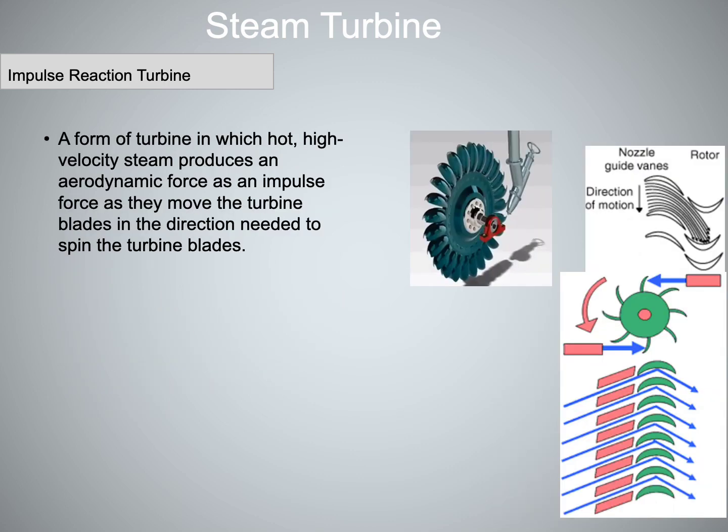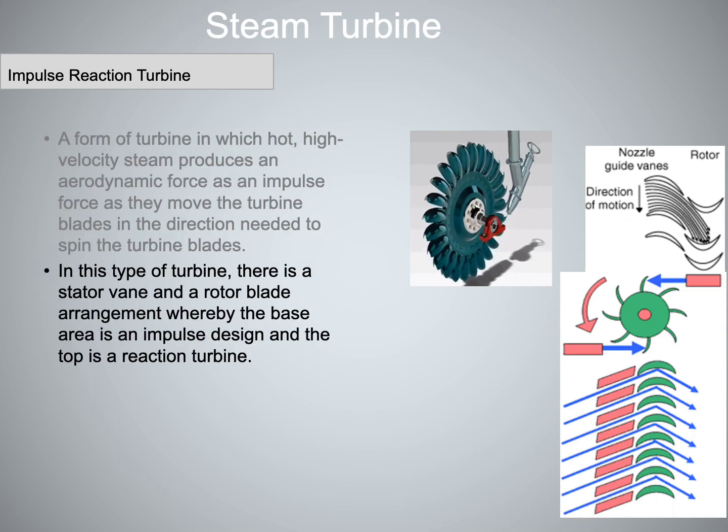A form of turbine in which high-velocity steam produces an aerodynamic force as an impulse force as they move the turbine blades in the direction needed to spin the turbine blades. In this type of turbine, there is a stator vane and a rotor blade arrangement whereby the base area is an impulse design, and the top is a reaction turbine.